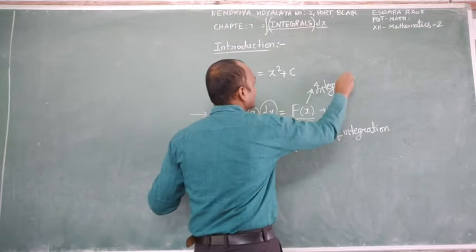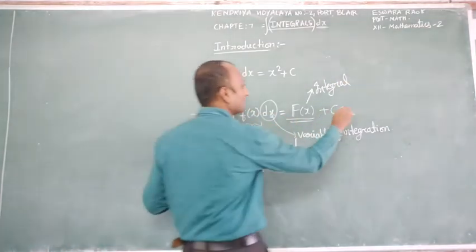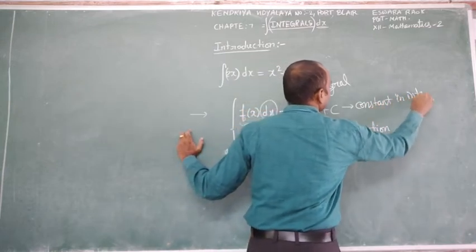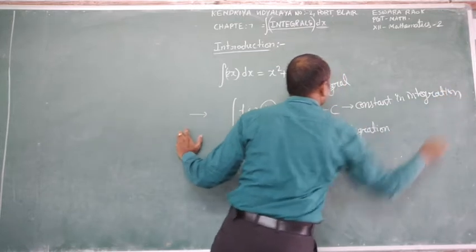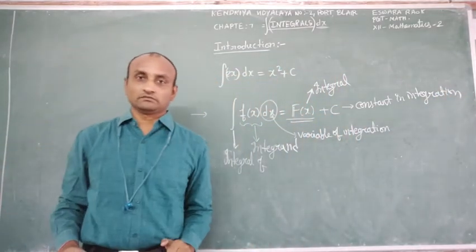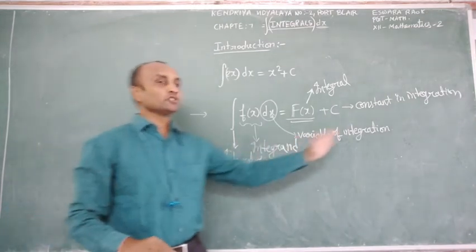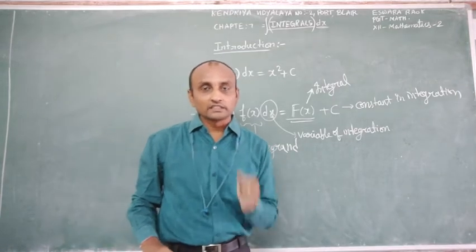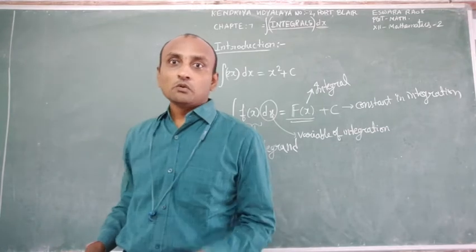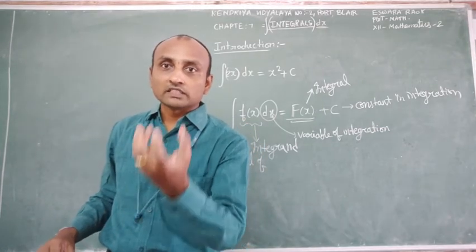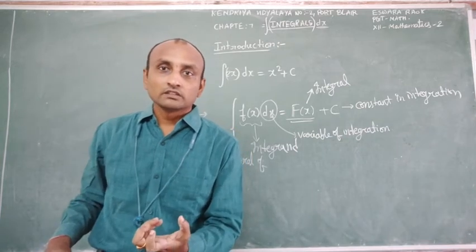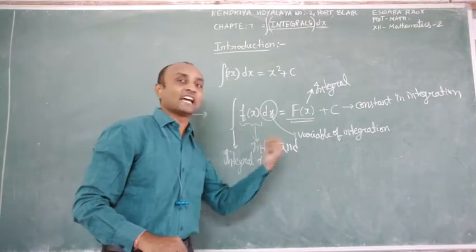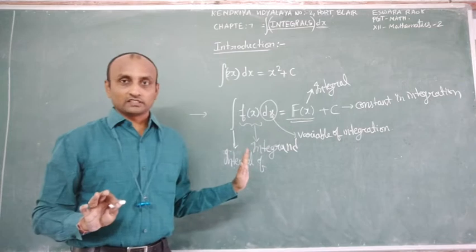Now, this F of x is called the integral. Integral is a noun. And this c is called the constant of integration. This terminology needs to be remembered by you. These are the terms you use in integration. What is the meaning of integration? Integration means the process of finding the integral. What is the meaning of integral? Integral is a noun. It is the function which we are going to find, the integral of f of x. So what is f of x? Integrand. This is the terminology, right?